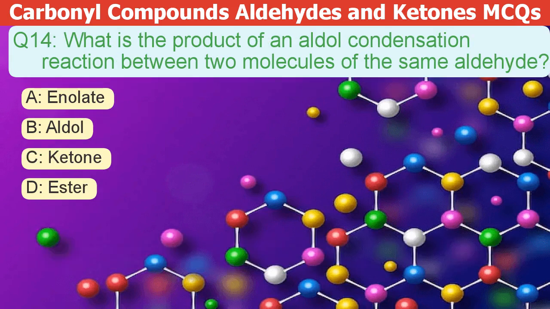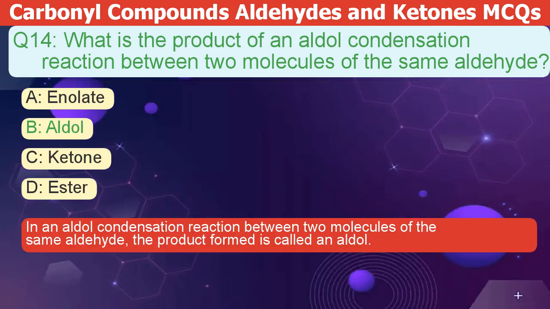What is the product of an aldol condensation reaction between two molecules of the same aldehyde? A. Enolate. B. Aldol. C. Ketone. D. Ester. The correct answer is B. In an aldol condensation reaction between two molecules of the same aldehyde, the product formed is called an aldol.